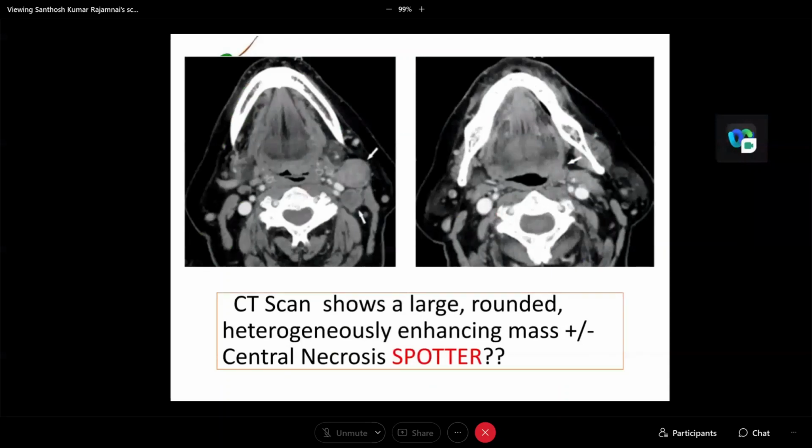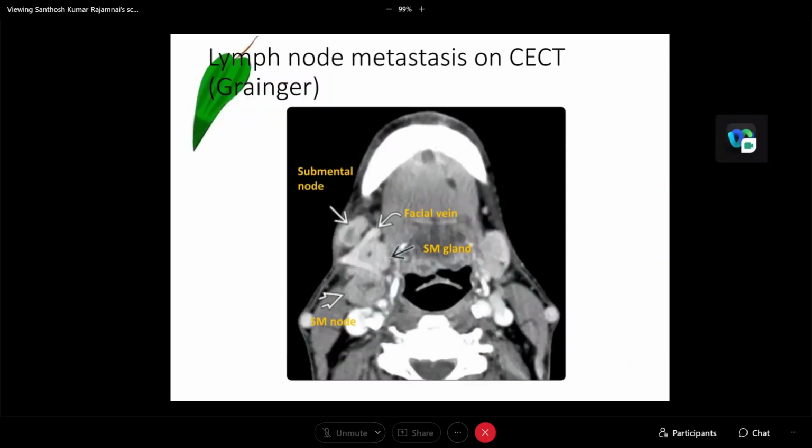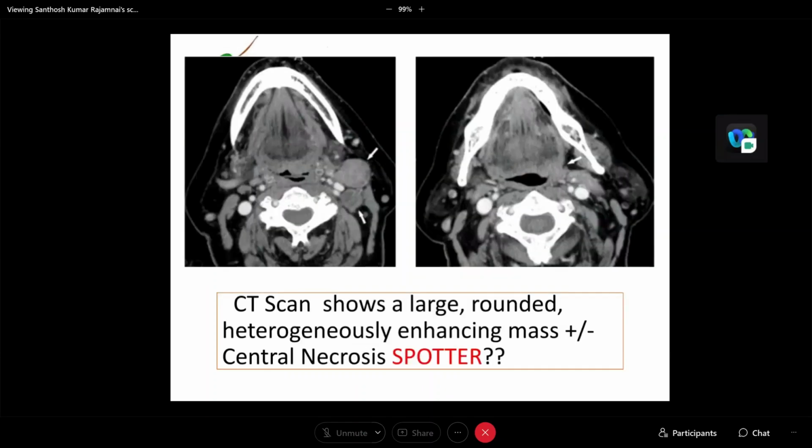You can see the node is enlarged. It is very heterogeneous, and there is irregular enhancement, and there is central necrosis. Here it is very clearly seen. You can see something blackish, right? That blackish part is the central necrosis. And you can see the node is enlarged. It is enhancing because it looks more bright whitish after giving contrast. And you can see there is a blackish central necrosis. This is the hallmark of secondary metastasis. This is the hallmark of a cancer inside the lymph node.